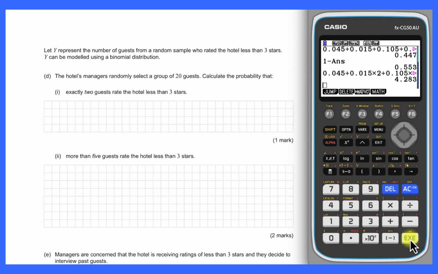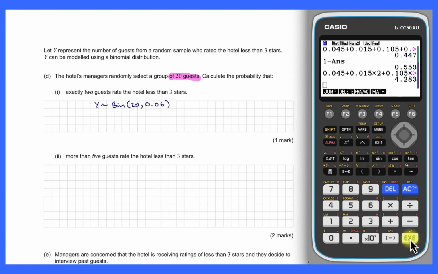Right, so now we have a new variable, y, which represents the number of guests who rate the hotel at less than 3 stars, and this can be modelled by a binomial distribution, we are told, particularly when we know how many guests are chosen. In this case, 20 guests are going to be chosen. So that's an important statistic. That will be n in our binomial distribution. P we've just calculated as 0.06. So we have ourselves a distribution for y, which is binomial with n equals 20 and p equals 0.06.